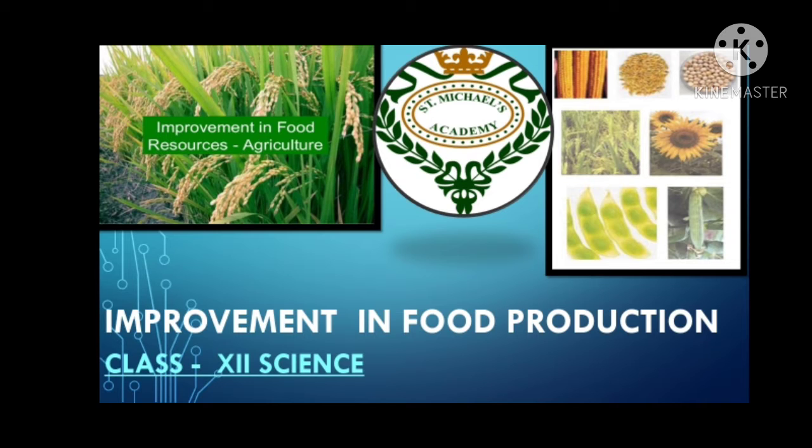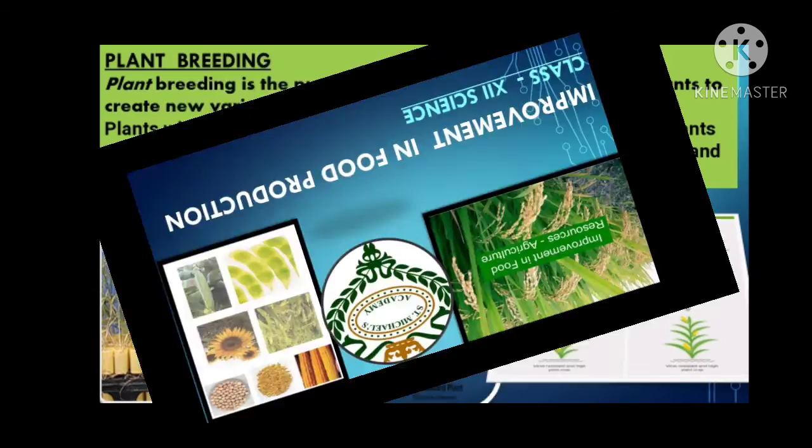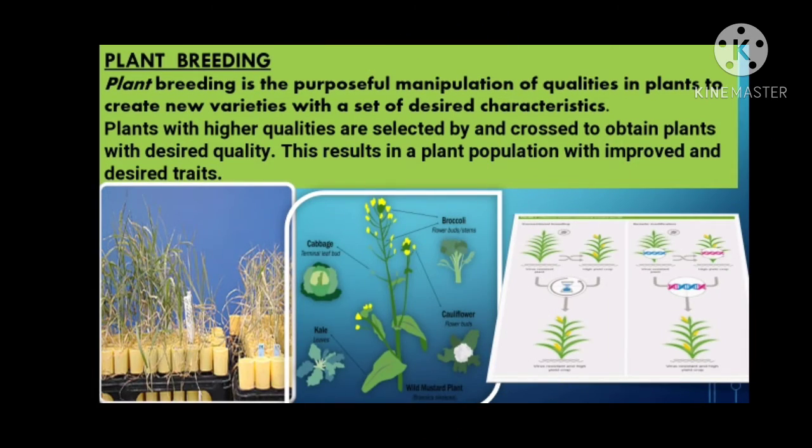Now, today I am going to start a new chapter that is included in your syllabus, and the name of the chapter is Improvement in Food Production. So, please make sure that you are paying attention in class in order to get the concepts absolutely clear. So, let's start. Plant breeding.